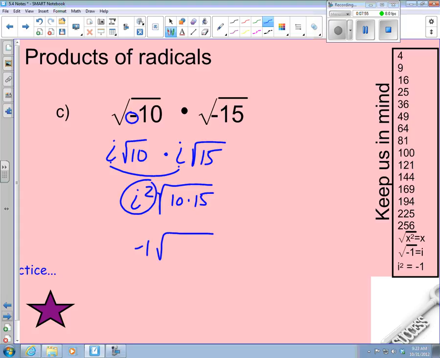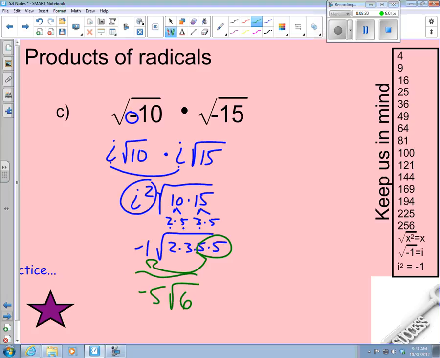Okay, I'm going to break these down. 10 is actually 2 times 5, and 15 is 3 times 5. So I'm going to say it's 2 times 3 times 5 times 5. And what that means is I have two factors of 5. I can pull that out and put a 5 on the outside. When I pull that 5, I'm going to multiply it by the -1. So that's -5 square root of 6. -5 square root of 6. Very good.